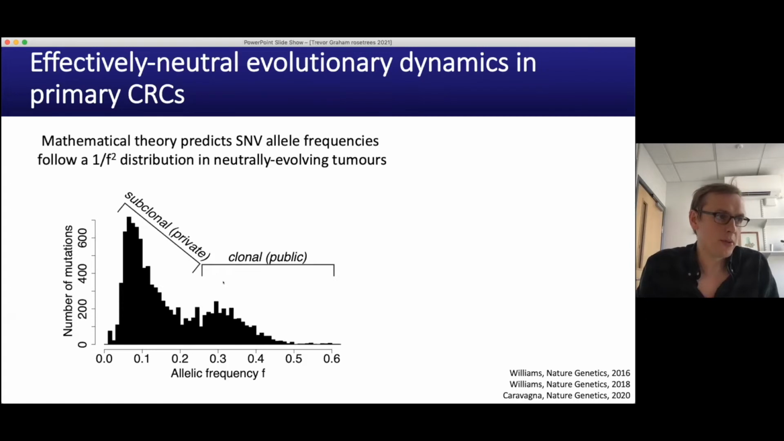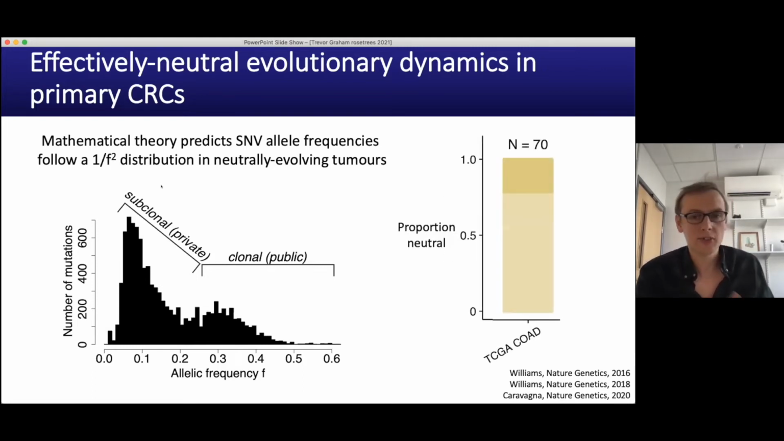So if you look at that in sequencing data, this is a plot of mutation frequencies from whole genome sequencing. You see this tail of ever more mutations at ever lower frequency in this histogram. And in fact, if you do a mathematical test, you can show that this shape is in fact this 1/f². And so when we look in colon cancers with our mathematical prediction about what tumor heterogeneity should look like if these tumors are evolving neutrally, I think to our surprise at the time, we found that the vast majority of colon cancers look like they're evolving neutrally from this pattern of intratumor heterogeneity predicted by the mathematics.